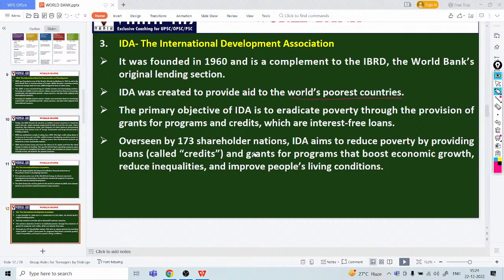Overseen by 173 shareholder nations, IDA aims to reduce poverty by providing loans and grants for programs that boost economic growth, reduce inequality, and improve people's living conditions. So it also tries to improve the living conditions of people around the world.